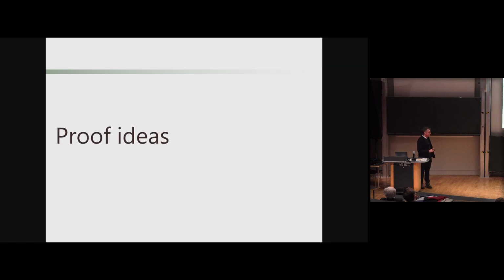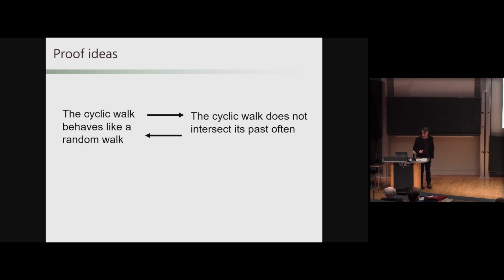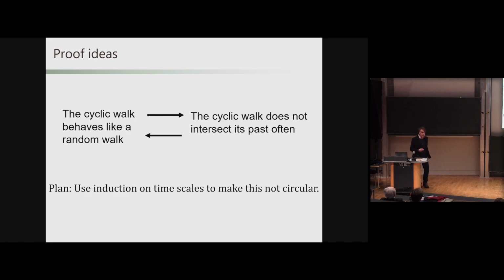Okay, so this gets us to the main philosophy of the proof, which is that if the cyclic walk is behaving like a random walk, then because it's in dimension 5, it shouldn't interact too much with its past. But on the other hand, if it's not interacting too much with its past, then it should behave like a simple random walk. So this is a circular argument. So how do you turn that into a proof? Well, one natural idea is to do induction over timescales to try and show that this behavior holds on one timescale and then bootstrap that to show it on a larger timescale. So that will be the aim of the proof.